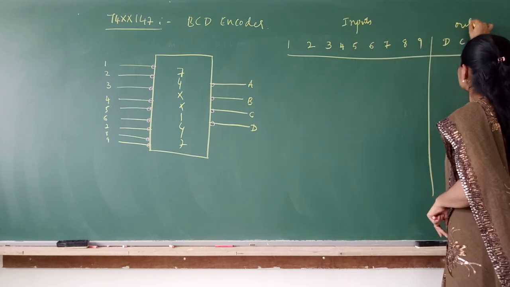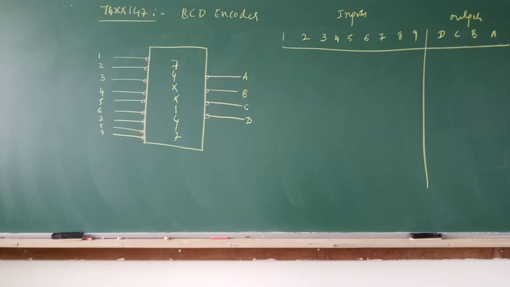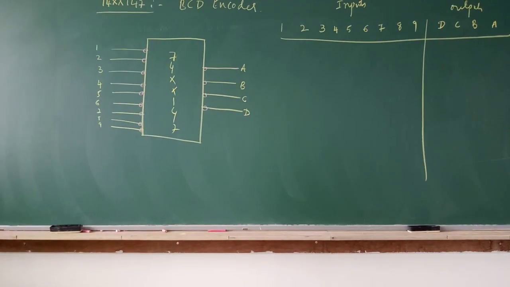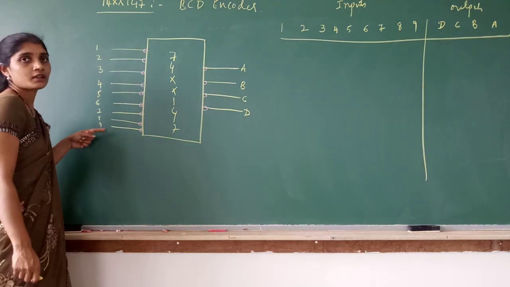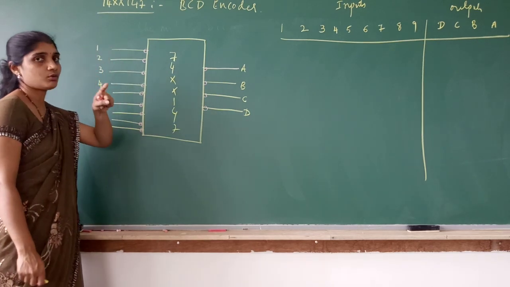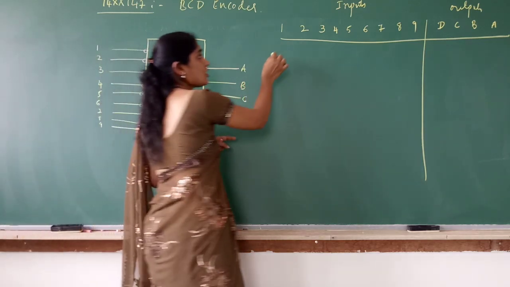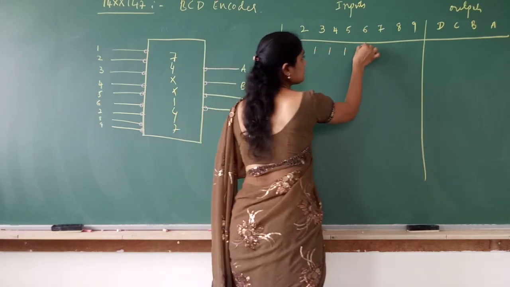What is the first condition we usually take? The first condition is when no input line is active. So what happens when no input line is active? See, the inputs are active low. If a particular line is active, that particular line should take the value 0. What is the first condition I am telling? No input line is active. That means all are 1.